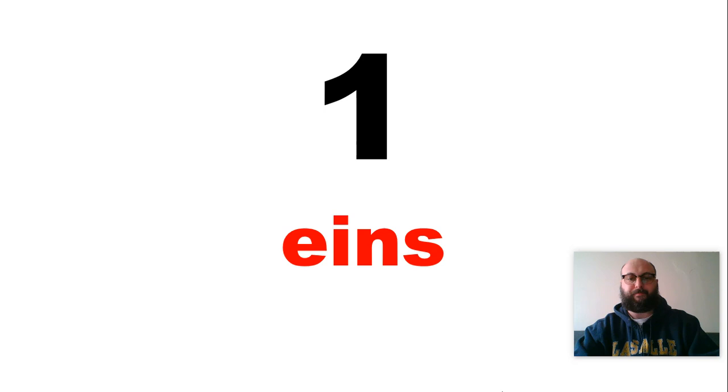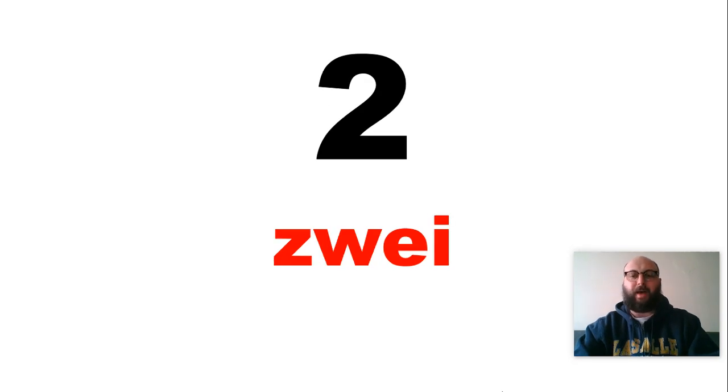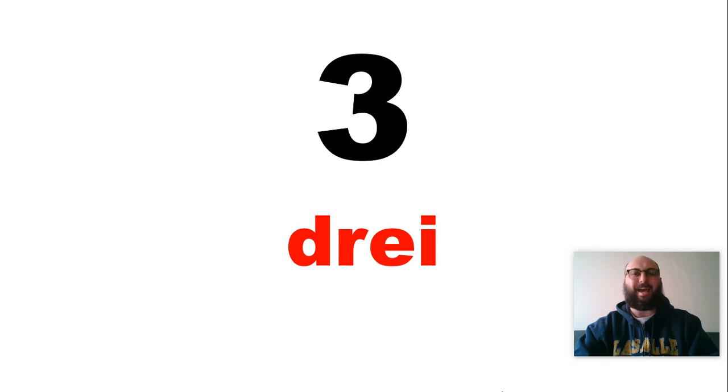So eins. Then comes zwei. It's not zwei, but it's zwei. The Z makes a tv sound. And then you have EI diphthong again. Zwei. And your fingers, that would be this. Zwei. So eins, zwei. Then comes drei.